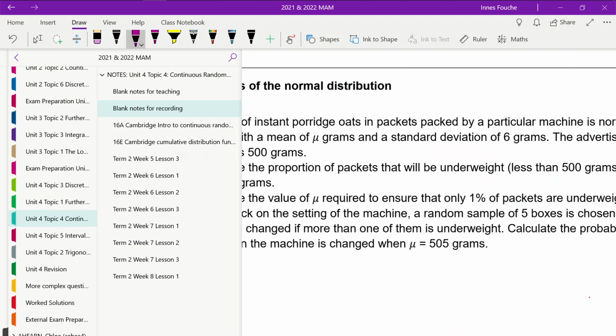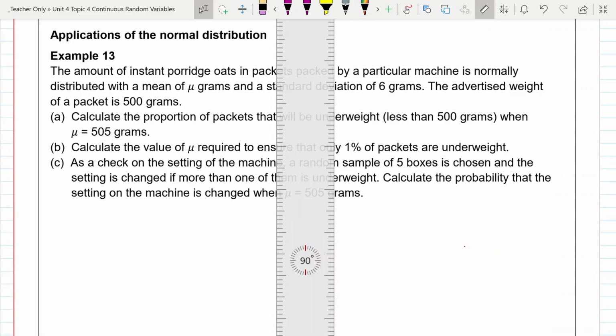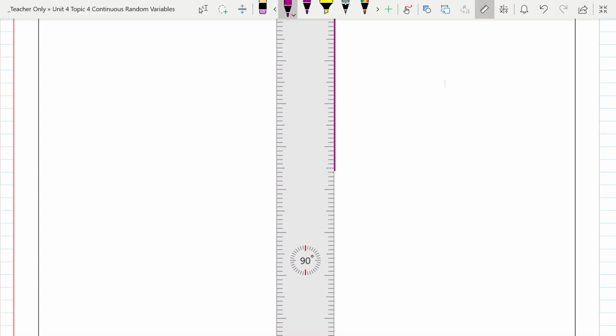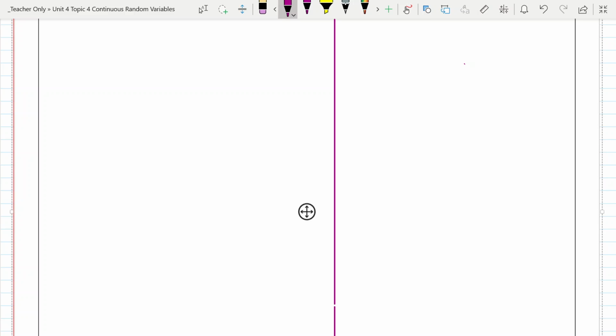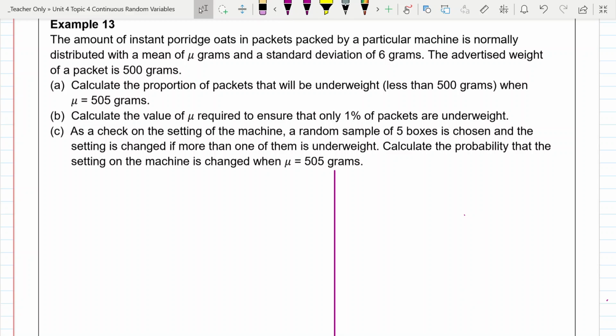Alright, morning grade 12's, final example for this section of work. And this is an applications question. With these ones, the wording can get a little bit tricky, so you just need to keep your wits about you to make sure that you don't get confused. Okay, let's have a read.